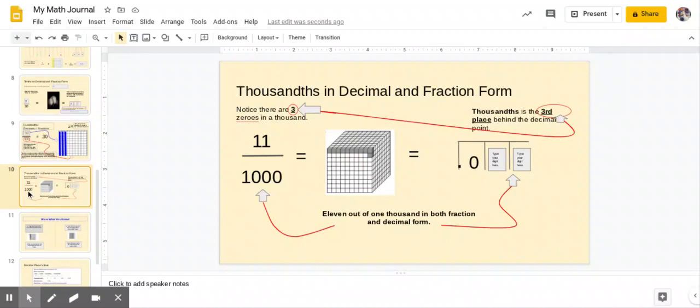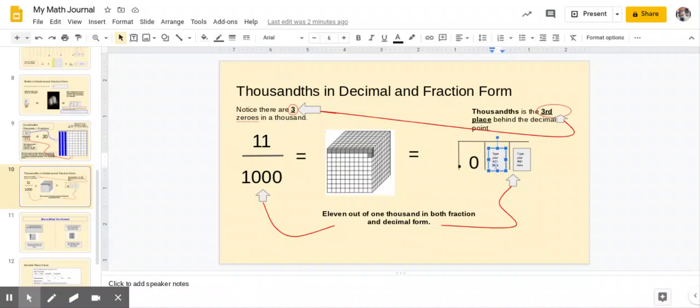Here we're going to look at the thousandths. So it works the same way. There are 3 zeros in a thousand. 1, 2, 3. And there are 3 decimal places in the thousandths place.